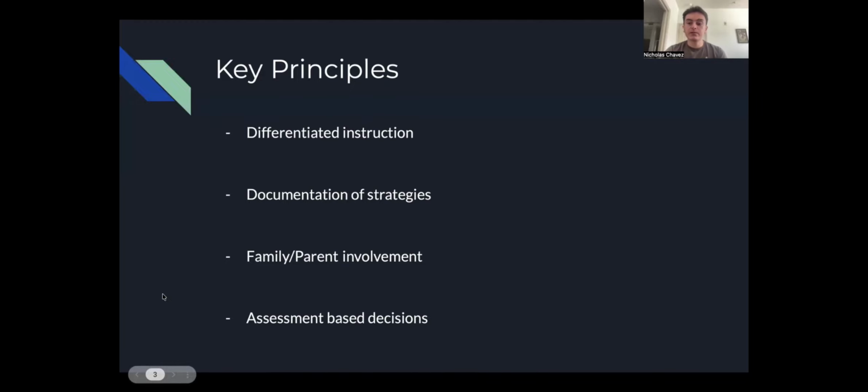The core principles of RTI include differentiating instruction based on student needs, documenting interventions, involving parents and other family members in the process, and using assessments to guide instruction. This combination ensures that students receive support appropriate to their abilities and learning pace.